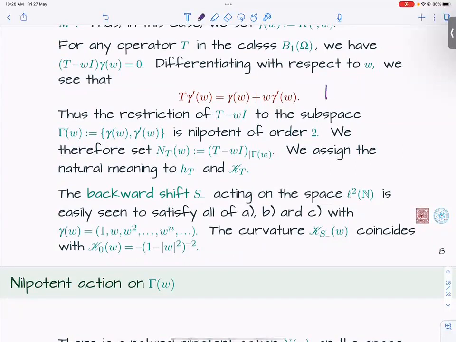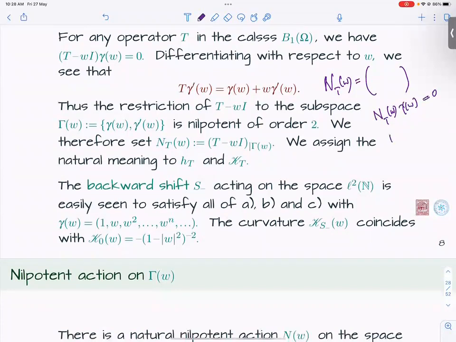If I look at N sub T omega, this is a two-dimensional operator, right? So it has a matrix representation like this. What is it doing? If I apply NT omega to gamma omega, this is going to go to zero. If I apply NT omega to gamma prime omega, then it's going to go to gamma omega. I'll have more to say about this. So I have two vectors, gamma prime omega and gamma omega, and I have a linear map. The linear map is taking this to zero and taking this gamma prime omega to gamma omega.